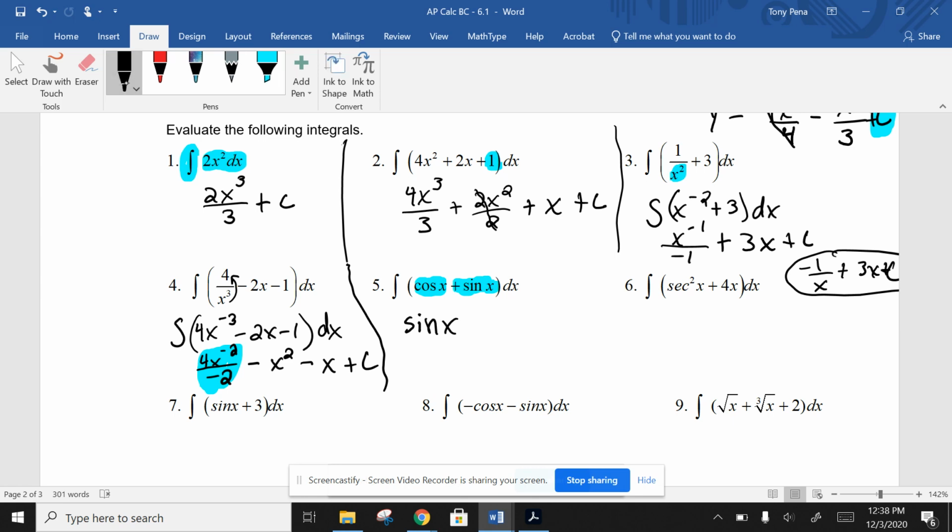And again, be very careful. A lot of little sign errors with these. This should be a negative cosine. The derivative of cosine is a negative sine. So if we have a positive sine, that means our cosine would have been negative. And then plus our constant.